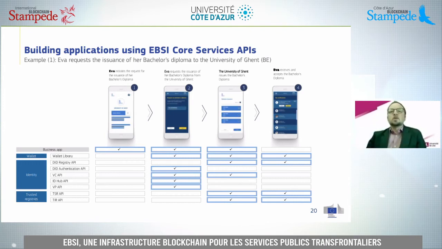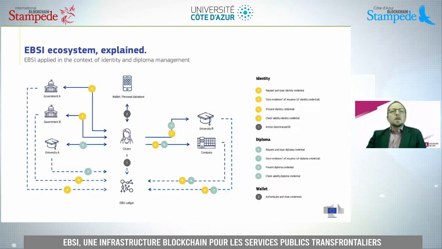Then the university receives this request and issues the diploma to the requiring citizen, and writes on the registries the proof of issuance. And then this diploma is accepted by the citizen. So this slide explains how this can get into play in an international context.